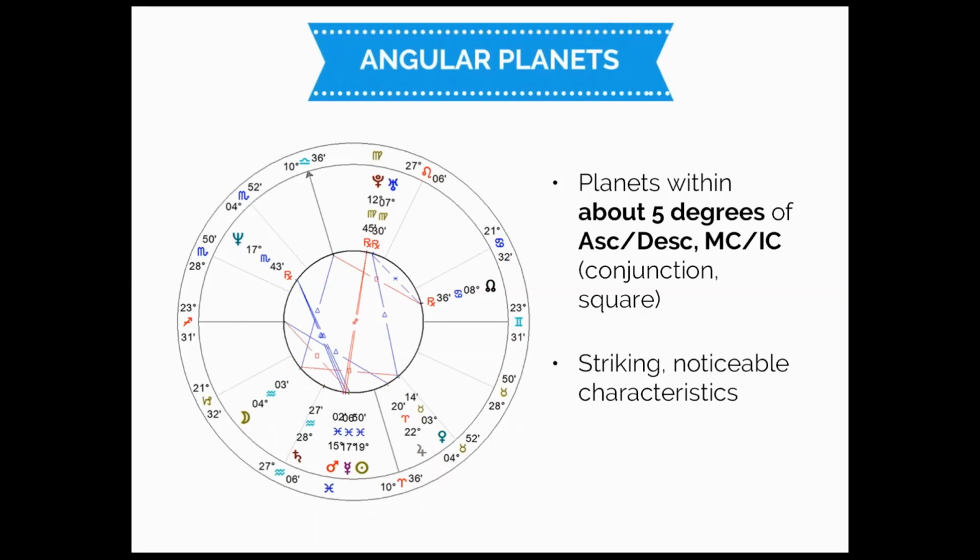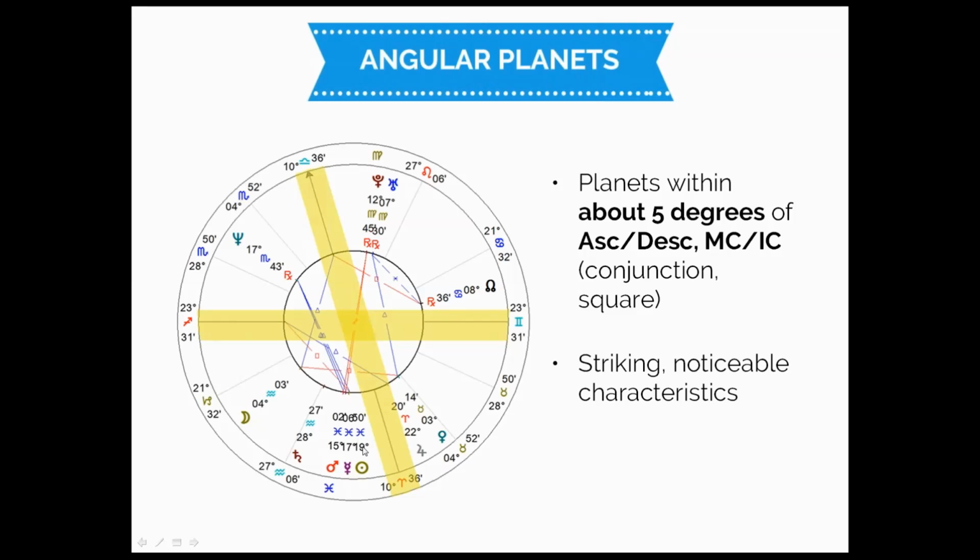The next thing I do is look to see if there are any planets within about 5 degrees of the angles of the chart. The angles are the cusps of the 1st and 7th houses, the ascendant and descendant, the houses of self and relationship, and the cusps of the 4th and 10th houses, the IC and MC, the houses of home and family and worldly pursuits. Planets that are close to these angles usually represent striking and noticeable characteristics in the person. Now, this chart doesn't have any planets bunched real closely around those angles.